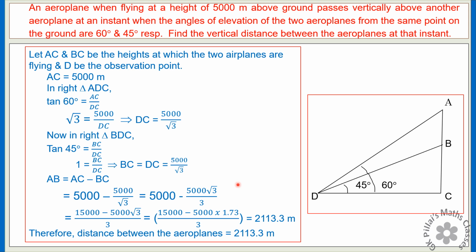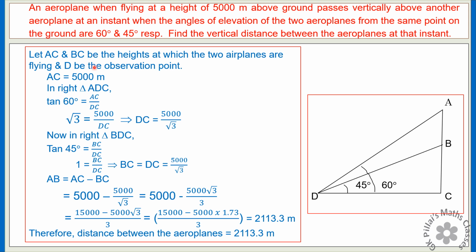Now in these sums, there are two triangles involved. An aeroplane, when flying at a height of 5000 meters above the ground, passes vertically above another aeroplane. When the angles of elevation of the two aeroplanes from the same point on the ground are 60 degrees and 45 degrees respectively, you have to find the vertical distance between the two aeroplanes. A and B are the two aeroplanes, and from a point D, the angle of elevation of the first aeroplane is 60 degrees and the second one, the below one, is 45 degrees. Here, the entire height is 5000 meters, so this is also considered to be an easy sum.